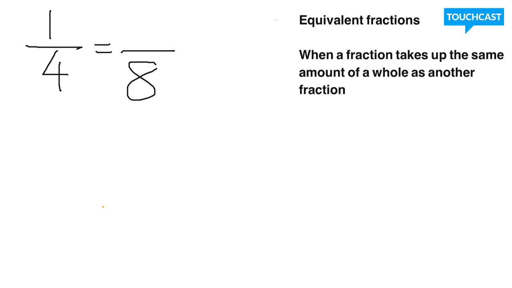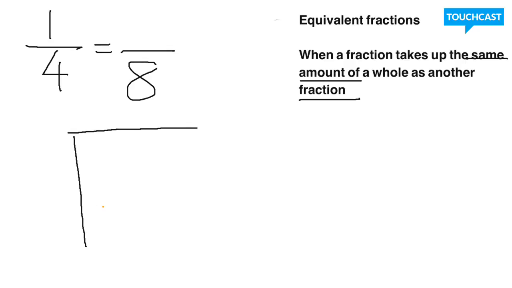So, we know that equivalent fractions are when a fraction takes up the same amount of space of a whole as another fraction. So we're comparing two or more fractions. So let's take a look right here. We have 1/4 equals blank eighths. So we want to figure out how many eighths is equivalent or takes up the same amount of space in a whole as 1/4. So what we've been doing in class is we've been using number bars.